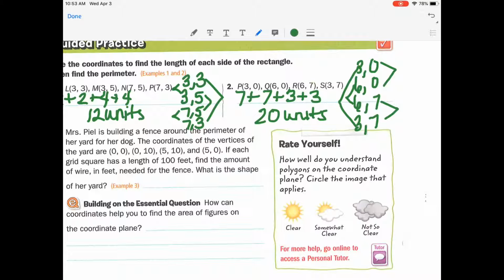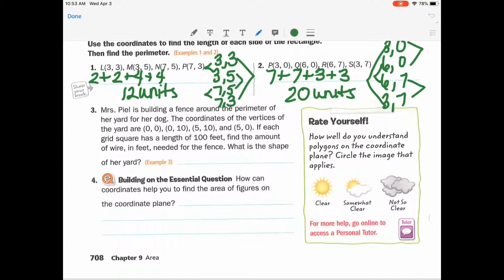Okay, so let's take a look at the next one, number 3. It says, Mrs. Peel is building a fence around the perimeter of her yard for her dog. The coordinates of the vertices of the yard are 0, 0, 0, 10, 5, 10, and 5, 0. If each grid has a length of 100 feet, that's important because we're going to have to multiply at the end, find the amount of wire in feet needed for the fence. What shape is her yard?